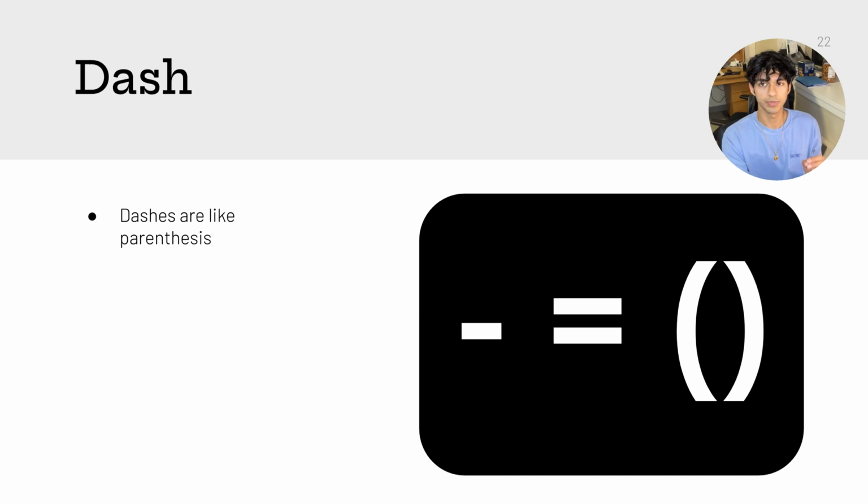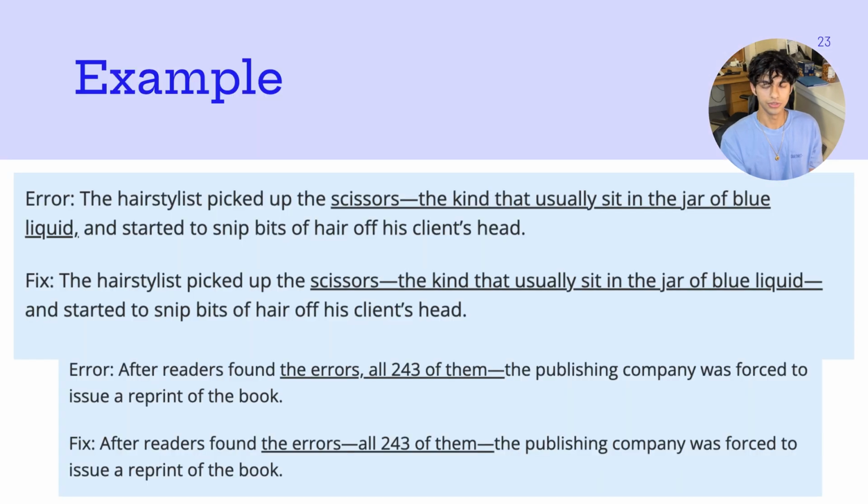All right, a dash is basically parentheses, guys. So that means it's used to group information that you could completely cut out of the sentence. It's just extra little details that you want to add. So for example, the hairstylist picked up the scissors, the kind that usually sit in the jar of blue liquid. So that information is really an extra detail that you could cut out of the sentence and it'd be fine. Or you could put it in parentheses.